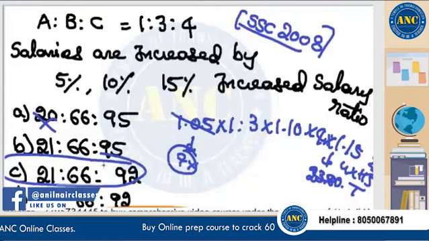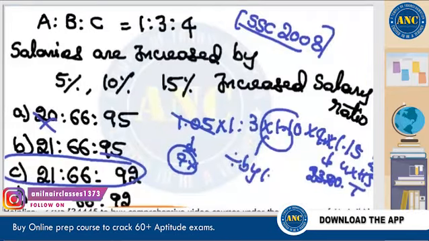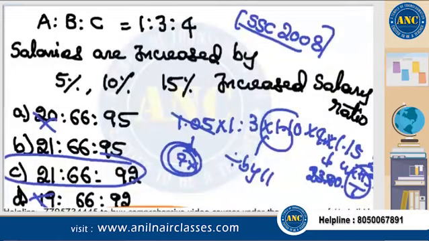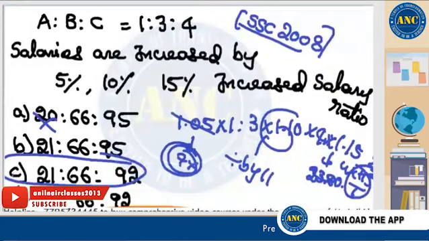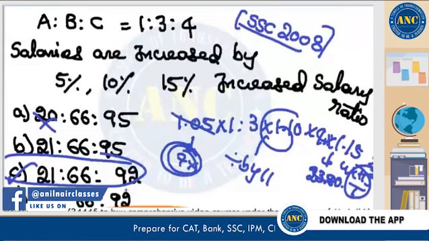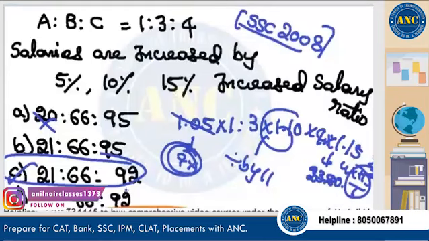21, 66, 92. The first one is a multiple of 7, the second one is a multiple of 11, and the third one is a multiple of 23. So the answer is 21, 66, 92. I hope the logic is pretty clear.